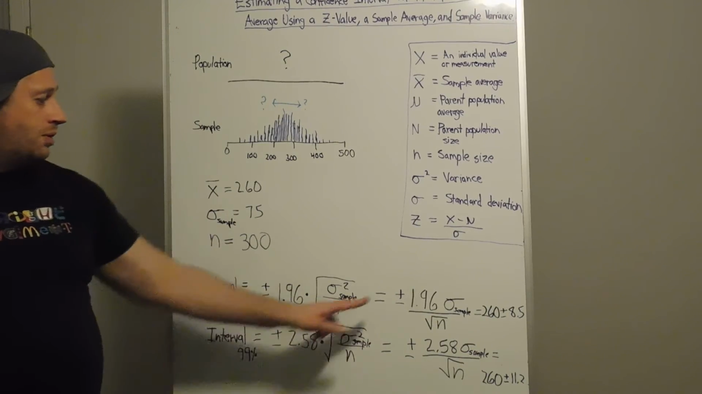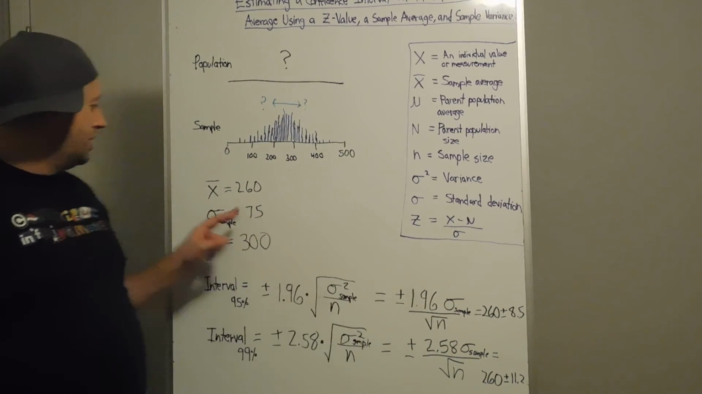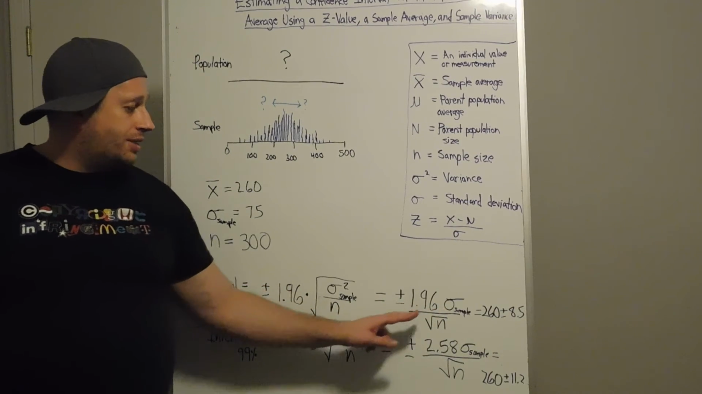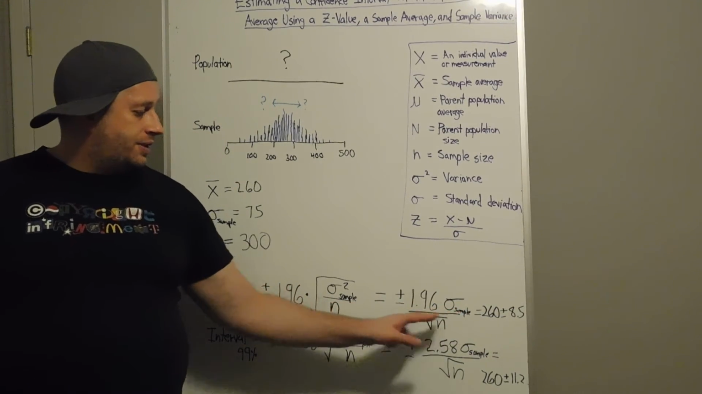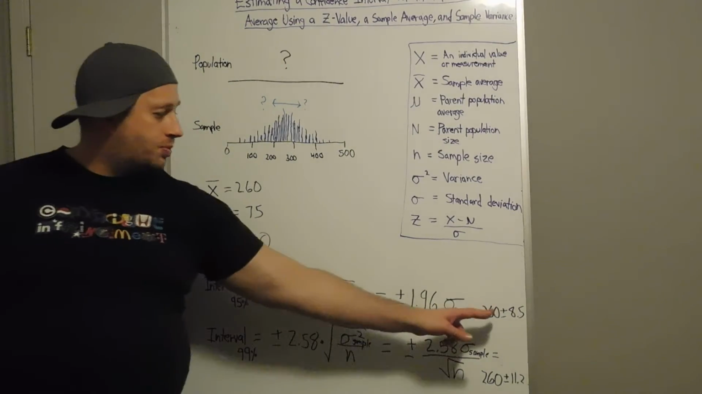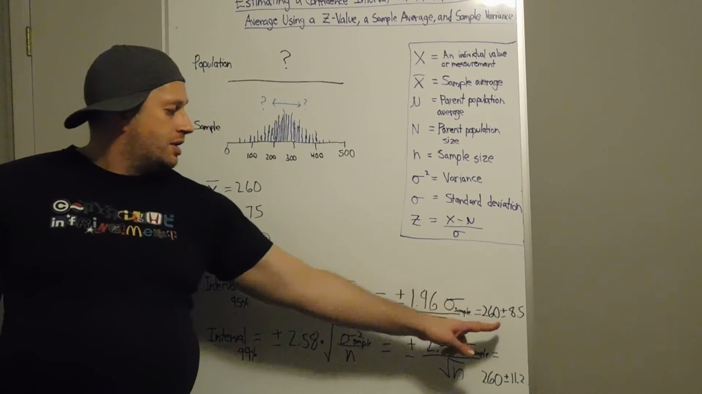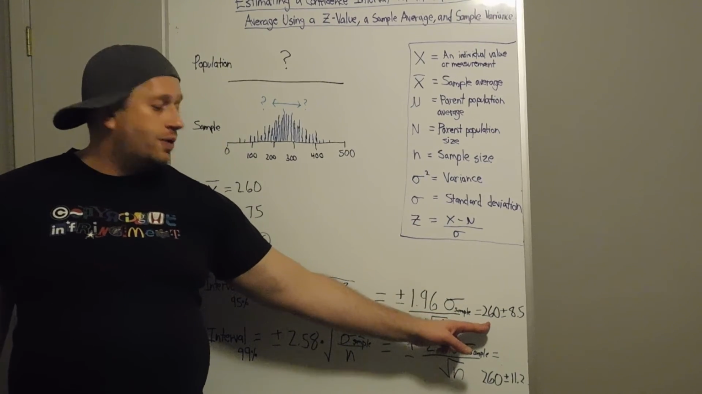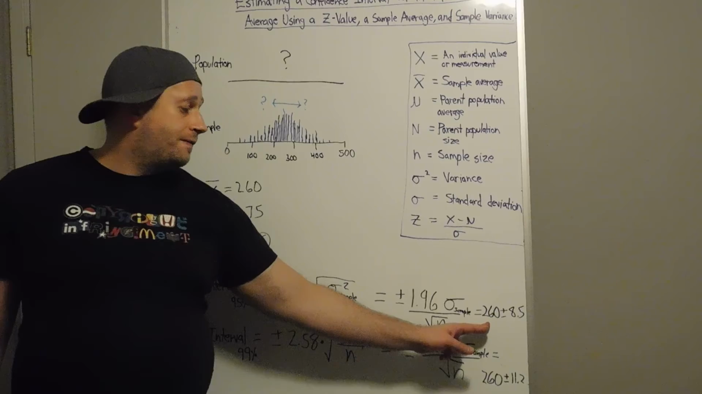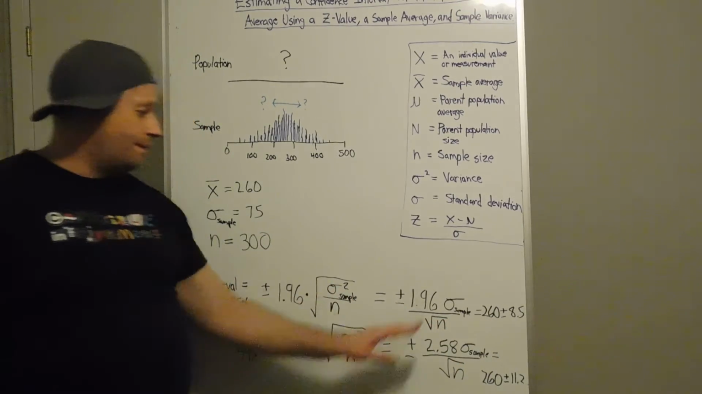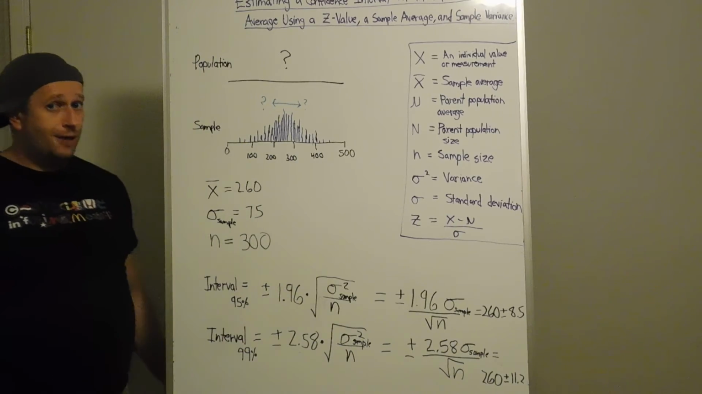When we do that, we get 1.96 times 75. Take 75 times 1.96, and then you divide that by the square root of 300, and you end up with 8.5. And the average was 260, so we can say that it's basically between 251.5 and 268.5 here.